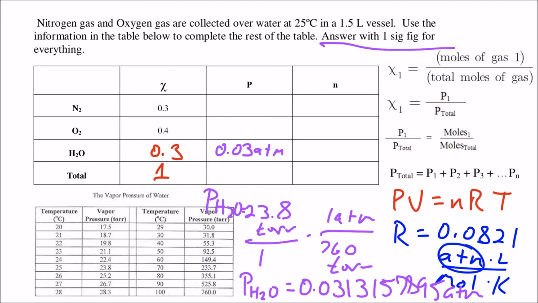We know that the mole fraction of water is equal to the individual number of moles over the total number of moles, and it's equal to the individual pressure over the total pressure. Well, we know what the individual pressure of water is, and we now know what the mole fraction of water is. That means we can solve for the total pressure of the entire sample. And if we can do that, then that unlocks nitrogen and oxygen for us. Okay? So let's see if we can rearrange that equation to solve for the total pressure.